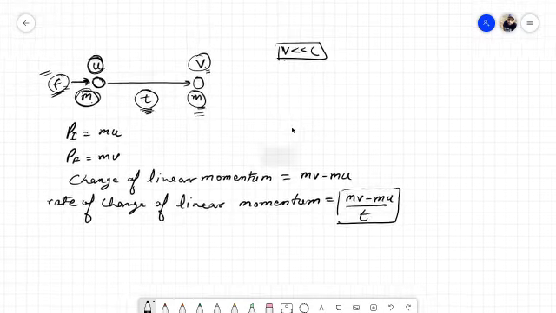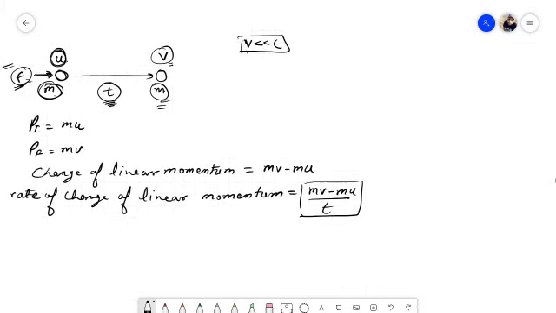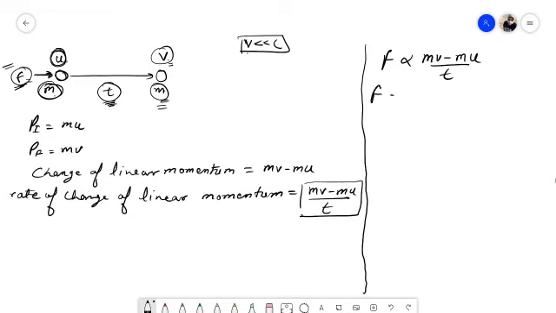Is it clear? So the rate of change of linear momentum will be directly proportional to the force applied, that is mv minus mu upon t. Is it clear? Now when you remove this proportionality sign, there will be an equal sign with a constant k, that is k times mv minus mu upon t. Is it clear?